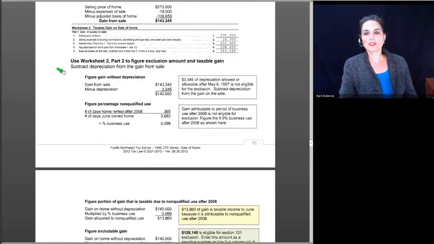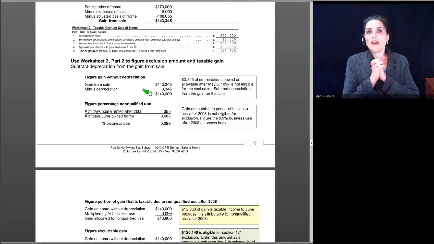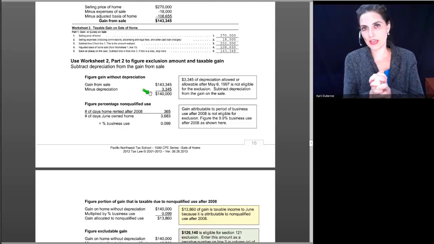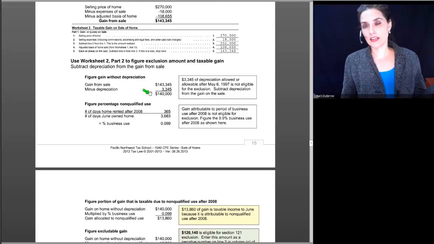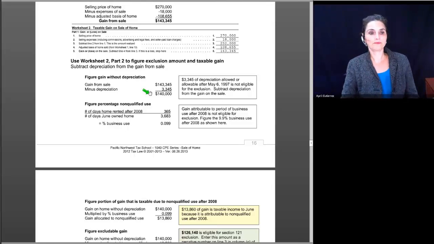We then go over to part 2 of worksheet 2. And this time we figure the gain without depreciation. So on line 5 of the worksheet, we figure that the gain including depreciation is $143,000. We then go over and say what portion of the gain was depreciation. We pull that out and we end up with a number. $140,000 is the amount of gain that the taxpayer would have had if no depreciation had ever been claimed.